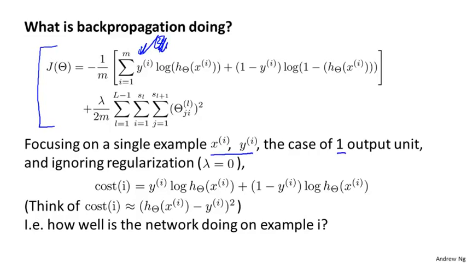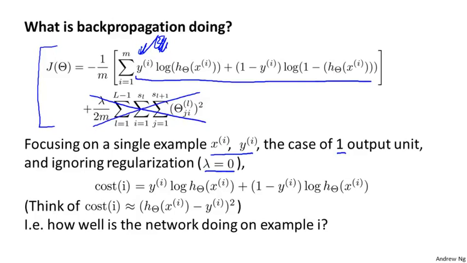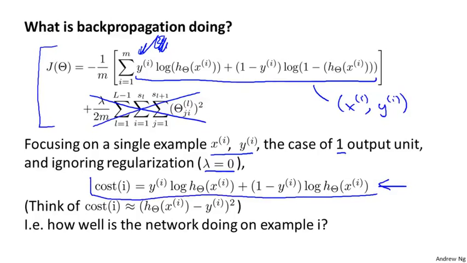So yi here is just a real number. And let's ignore regularization, so lambda equals 0, and this final term, that regularization term, goes away. Now, if you look inside this summation, you find that the cost term associated with the ith training example, that is the cost associated with training example xi, yi, is given by this expression. The cost of training example i is written as follows.